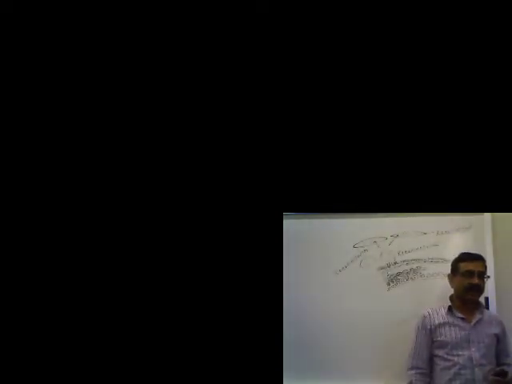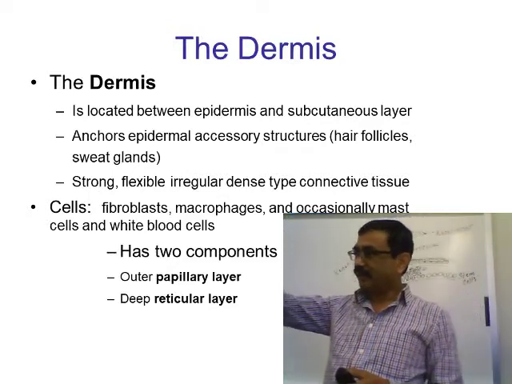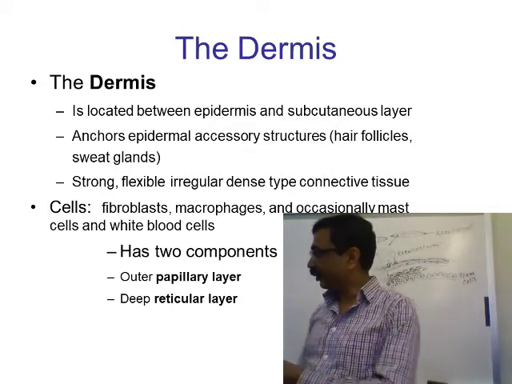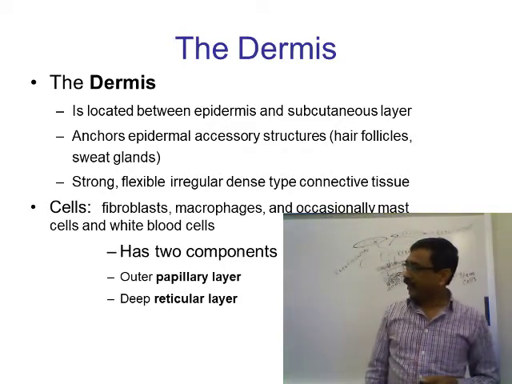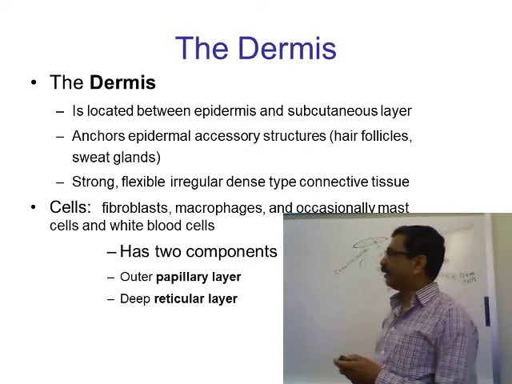The dermis has two layers, outer papillary, inner reticular. Papillary gives how much thickness? 20%, and reticular gives 80% thickness. So we have talked about that already. You have already seen this picture of the skin.